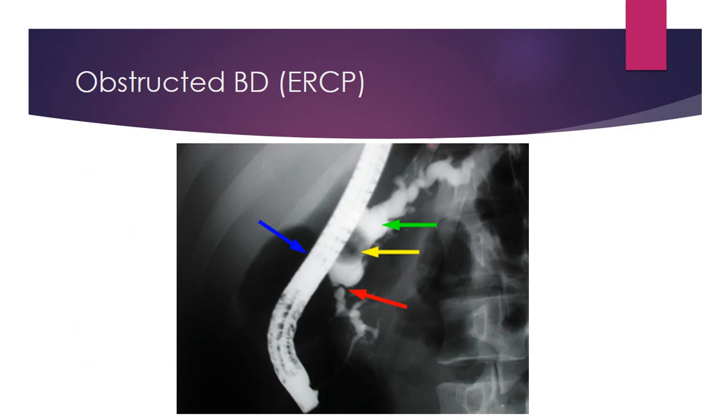Here you can see an obstructed bile duct. How can we know that the duct is obstructed? That's pretty easy. These arrows are showing you, for example, the yellow arrow showing you a stone in the common bile duct, and the green arrow, for example, showing you the enlarged proximal part of the common bile duct.